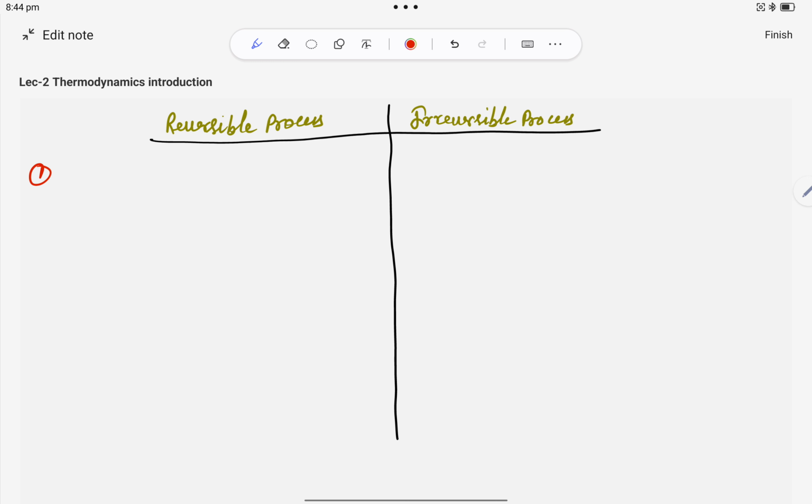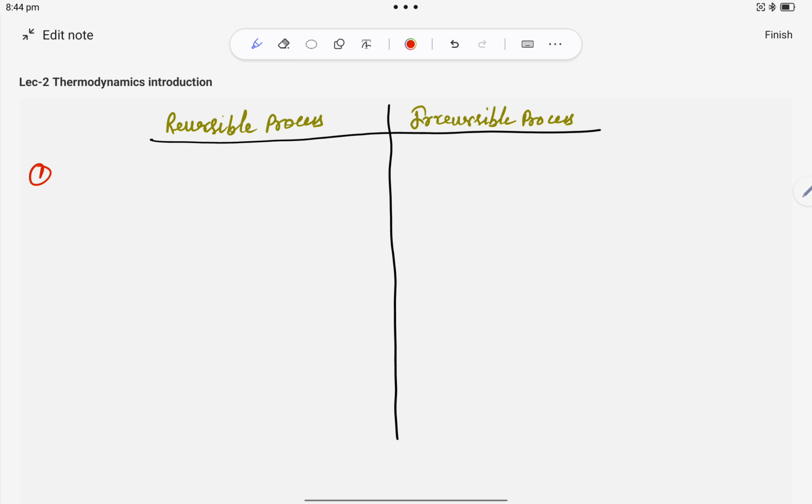Yes, but reversible means you can reverse the process. Irreversible means you cannot reverse. It is just like, suppose any process is completing in more time. If a process is completing in more time, then you have more time to reverse the process.